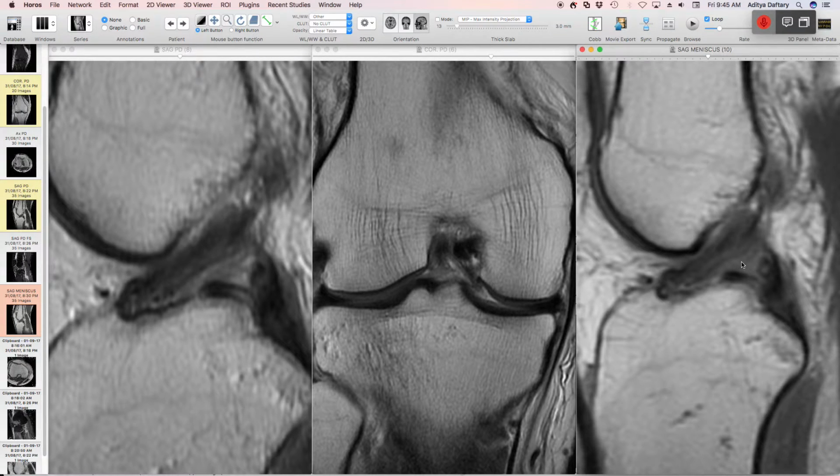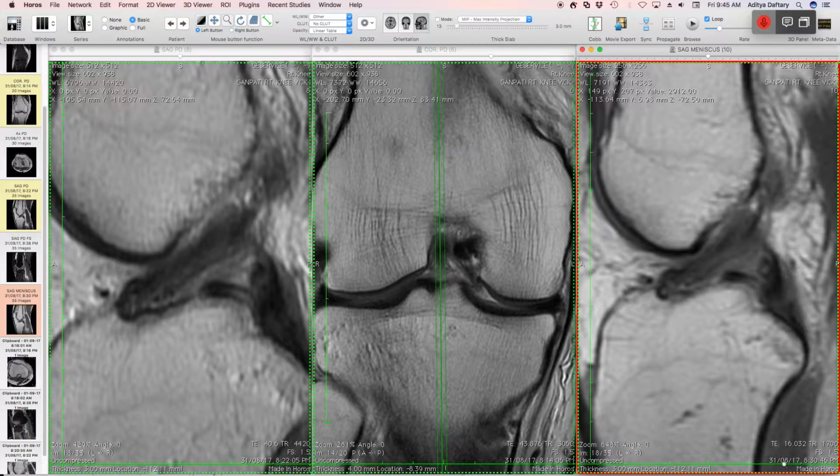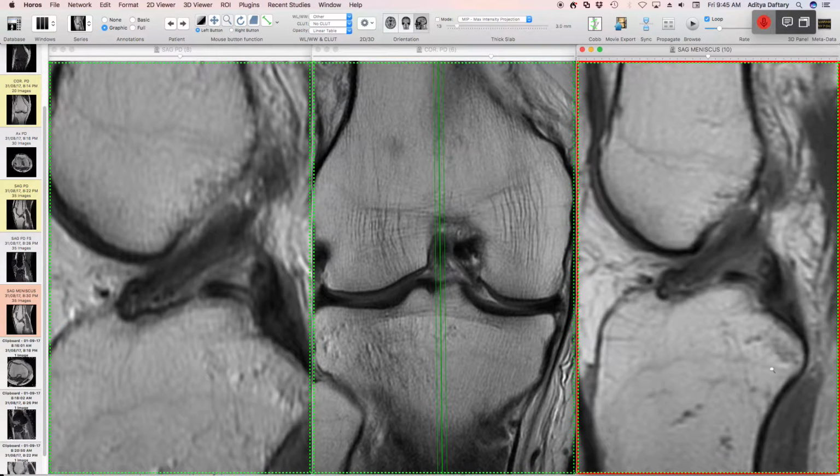And if one didn't have any other information or history, then one could think of this even possibly being a mucoid degenerated ACL. If we take a quick look at this, we can see the TE and TR times are 16 and 1700, making this, although it's a PD weighted image, a more T1 weighted proton density image.